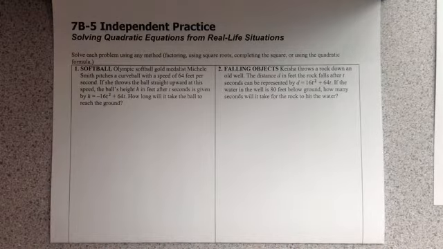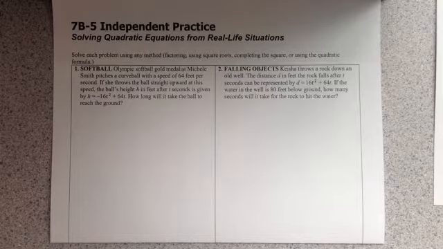So let's look at number one, softball. Olympic softball gold medalist Michelle Smith pitches a curveball with a speed of 64 feet per second. If she throws a ball straight upward at this speed, the ball's height h in feet after t seconds is given by h equals negative 16t squared plus 64t. How long will it take the ball to reach the ground?